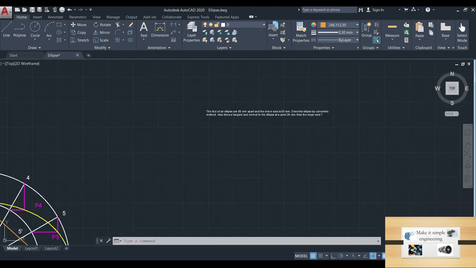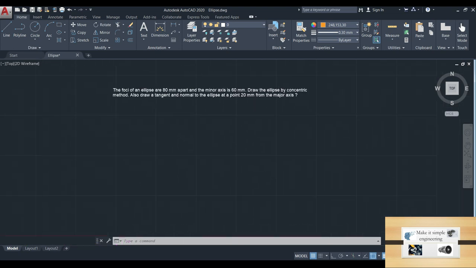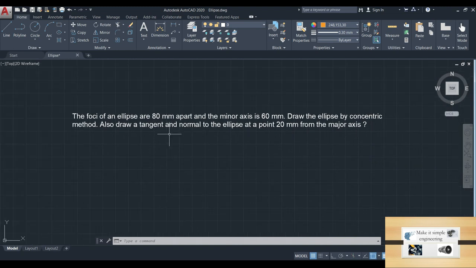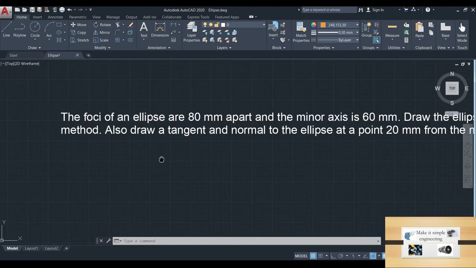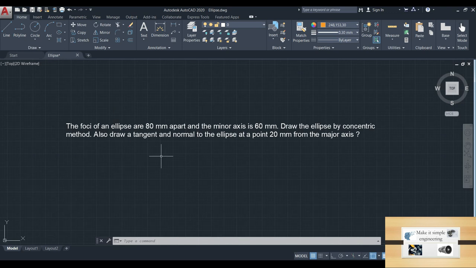Okay, now we are going to see another problem, similar problem. Here the question is, the foci of an ellipse are 80 mm apart and the minor axis is 60 mm. Draw the ellipse by concentric circle method. Also draw a tangent and normal to the ellipse at a point 20 mm from the major axis.